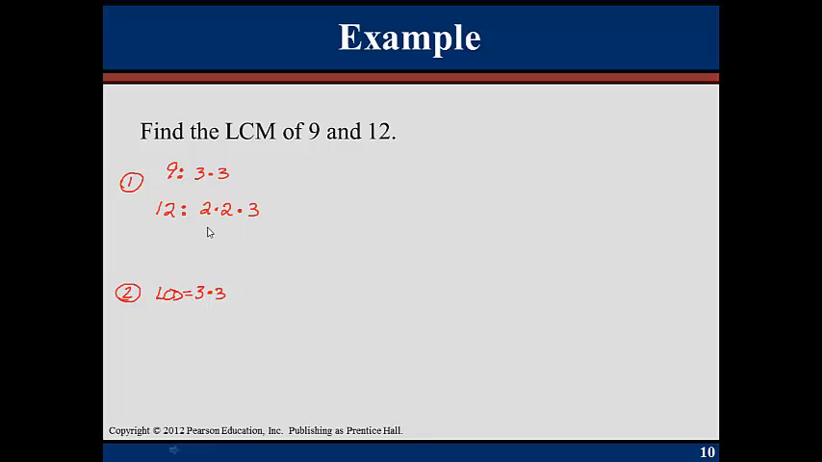And then we're going to go to the second number and see if there's any factors not already in the list. So 2. We don't have a 2 down here, so we're going to write it. And then we have another 2. We do not have another 2 down here, so we're going to write it. And then we see a 3. We already have a 3, so we're not going to write this. So this is your LCM, and it's 3 times 3, which is 9, times 2, which is 18, times 2, which is 36. So the least common multiple of 9 and 12 is 36.